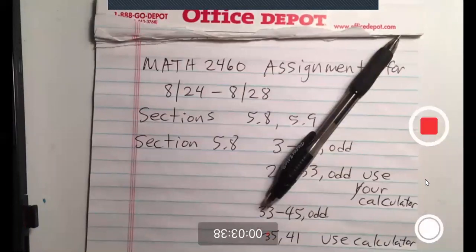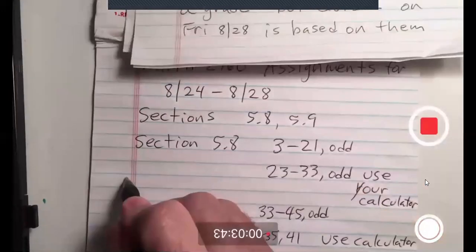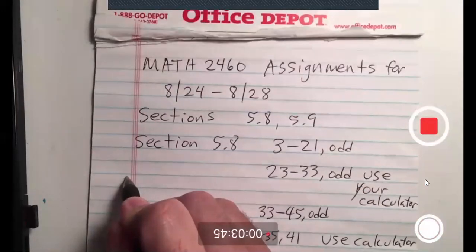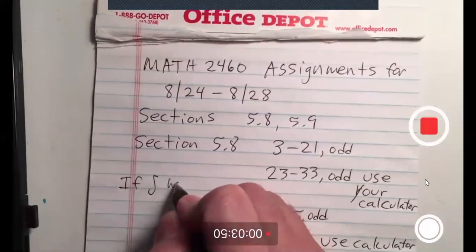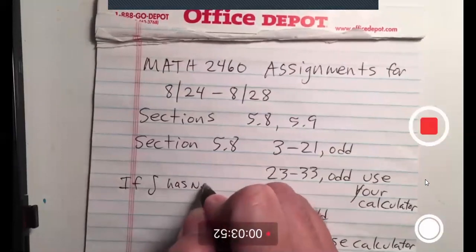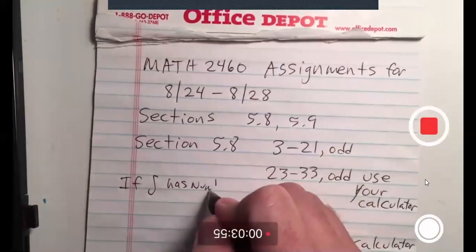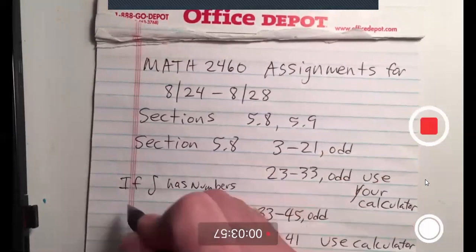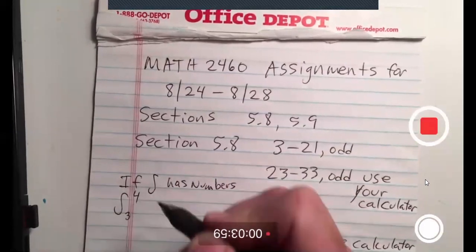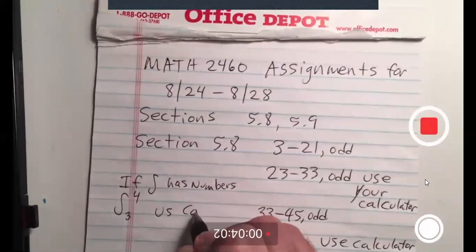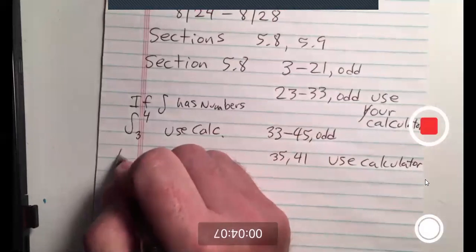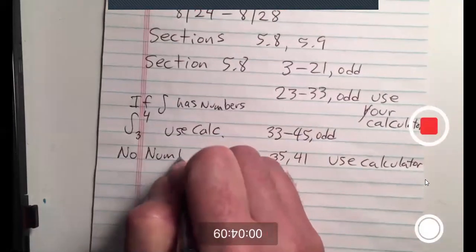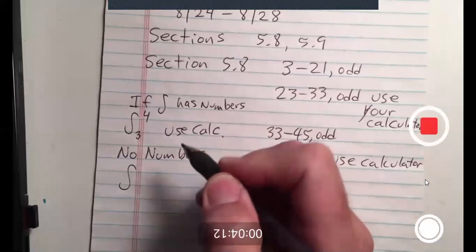Bottom line, there's a rule for this class. The rule for this class, if your integral has numbers, like integral 3 to 4, use calculator. No numbers, we work out.